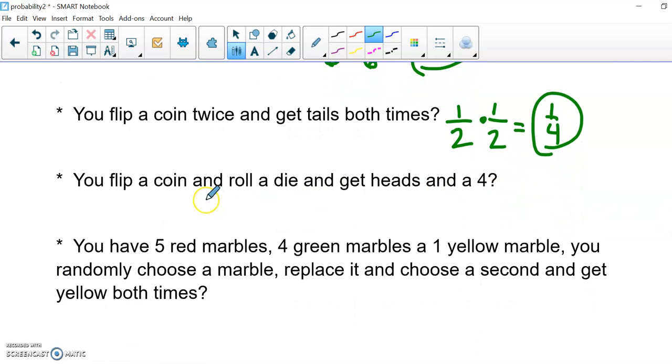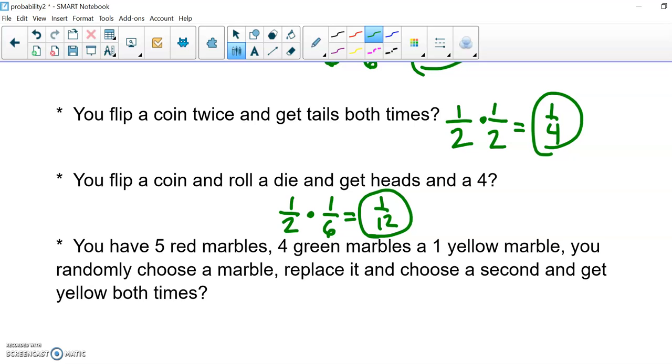How about if you flip a coin and then roll a die and you get a heads and you roll a 4? What's the probability that you'll get a heads? That's 1 out of 2. And land on a 4, there's 1 four, and there's 6 total numbers on your die. So 1 times 1 is 1, 2 times 6 is 12. So the probability that you'll roll a 4 and flip and get a heads is 1 out of 12.